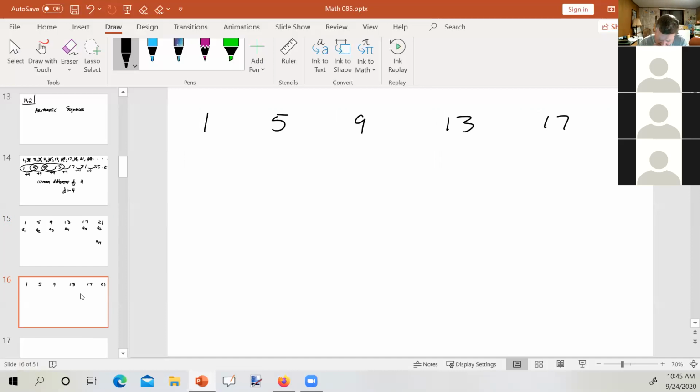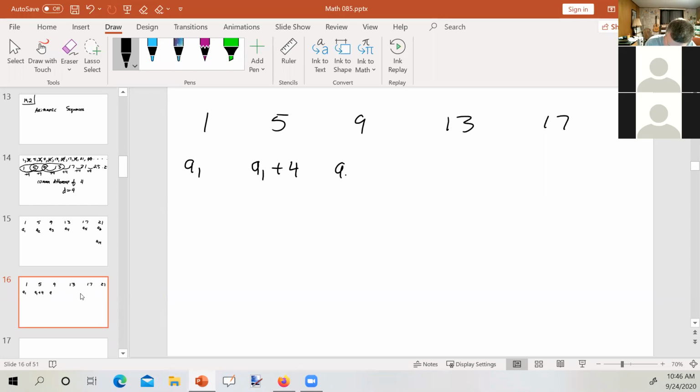So let's see here. Could we describe this first term as a sub 1? Yes, we could. What about the next term? Isn't this a sub 1 plus 4? Okay, a sub 1 is that first term, the 1. So the next term would be the beginning term plus 4. You all right with that? Any questions?